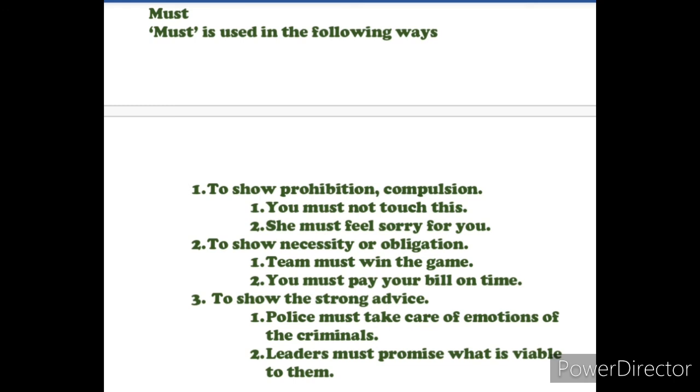For example, team must win the game. Here is the necessity. Then you must pay your bill on time. Here is the obligation. Then must is also used to show the strong advice. For example, police must take care of emotions of the criminals. Here is the strong advice.